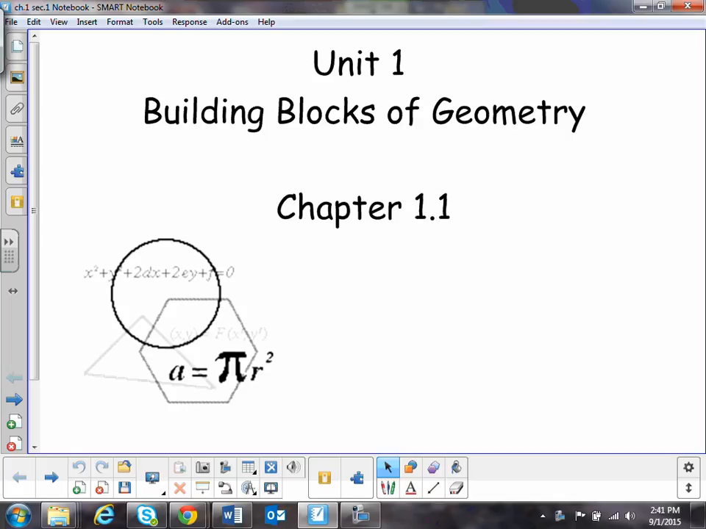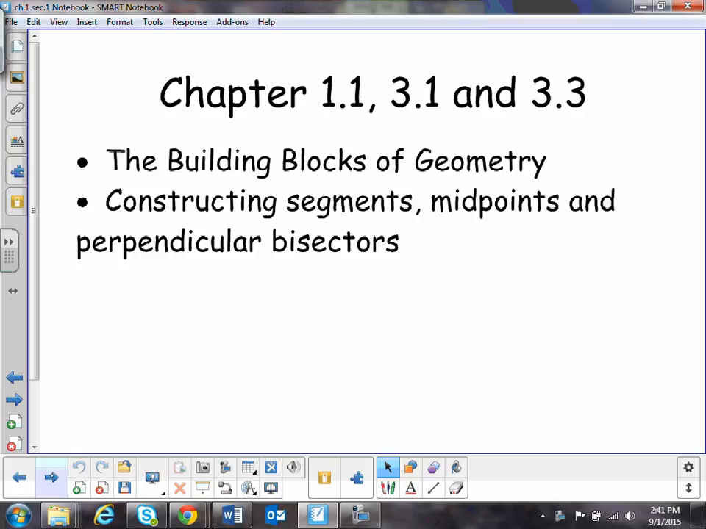Okay, this is Unit 1, Building Blocks of Geometry, Section 1.1. We're going to talk about the terms of geometry and then construct segments, midpoints, and perpendicular bisectors.